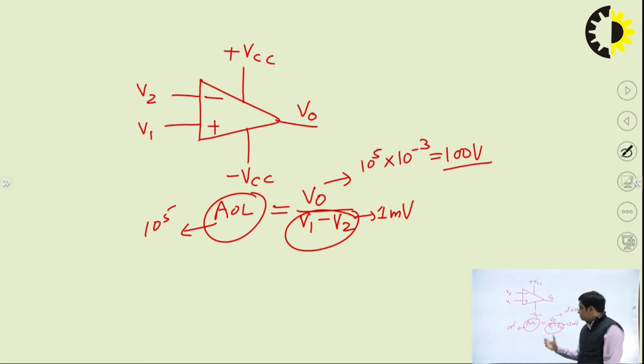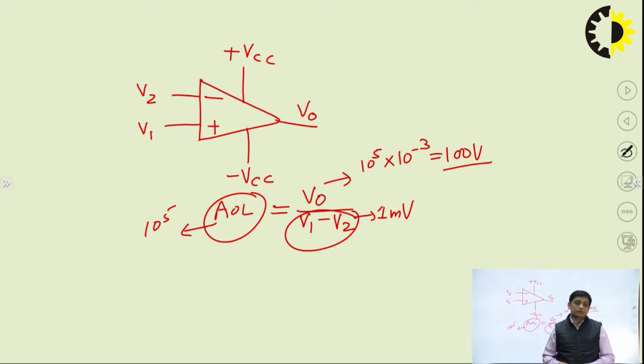So from this equation, we are getting that the output voltage of this open loop configuration of op-amp is 100 volt if V1 minus V2 is 1 millivolt, and if we take gain equal to 10 to the power 5. And we know that in general, for example, 741 IC, we normally give a maximum of plus minus 15 volt, right? And the output voltage which we are getting is 100 volt. So it cannot happen because the output will not cross the supply voltage.